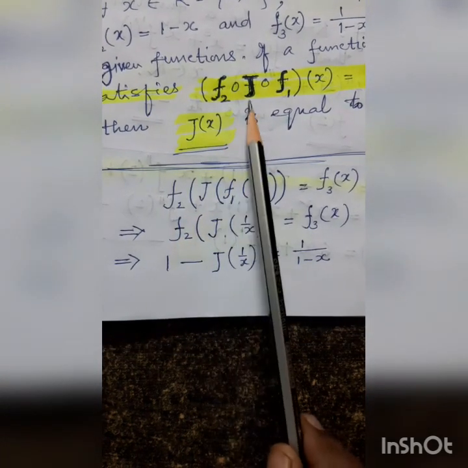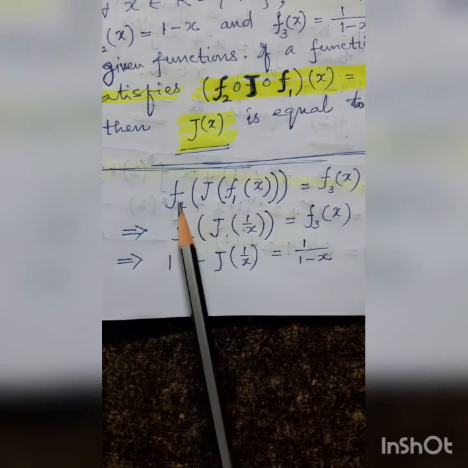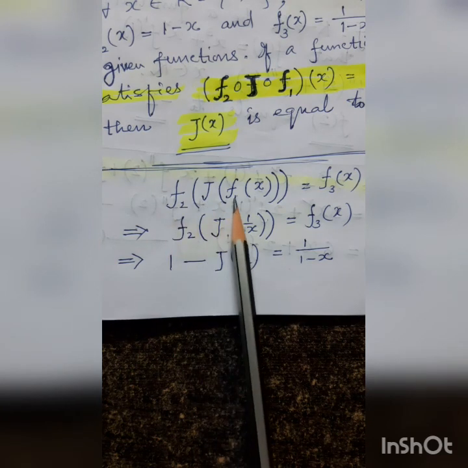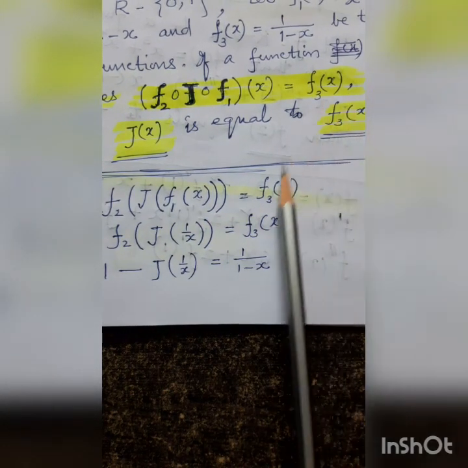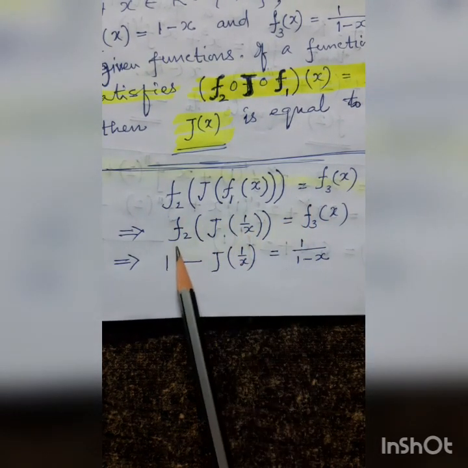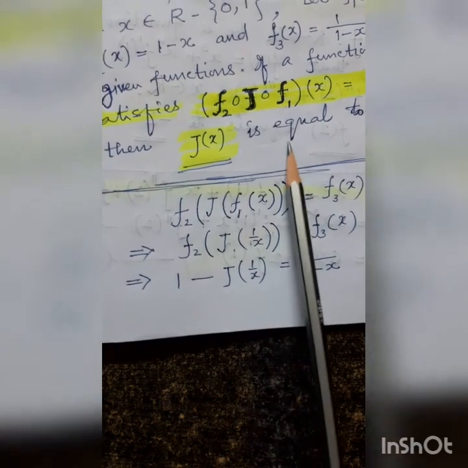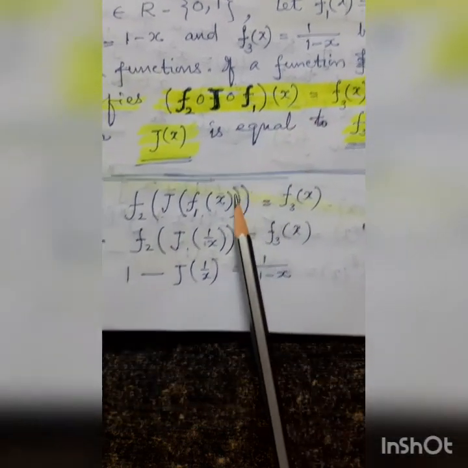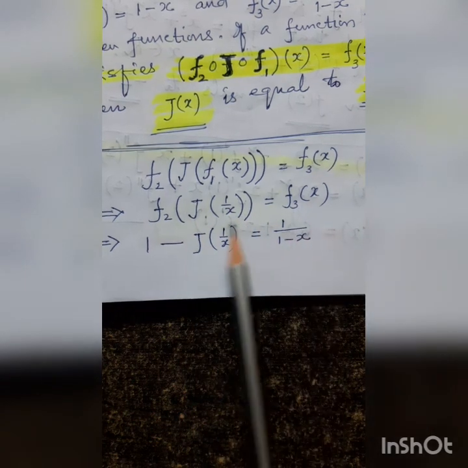Here f2 circle j circle f1 of x can be written as f2 of j of f1 of x equals f3 of x. Question only I have written like this. Implies f2 of j of, what is f1 of x? f1 of x equals 1 by x. So that is 1 by x. So f2 of j of 1 by x equals f3 of x.